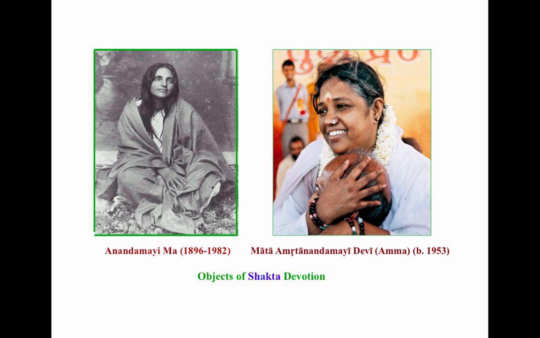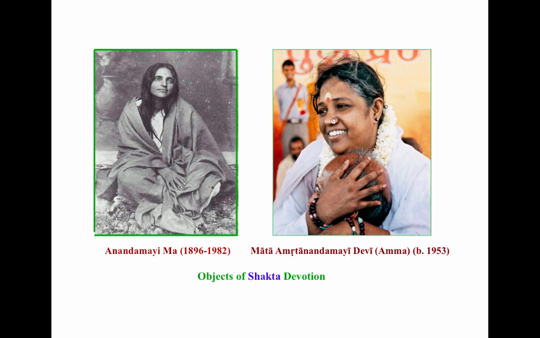Here are two women, one Anandamayi Ma, died in 1982, and then another one, Mata Amrita Anandamayi Devi, usually referred to as Amma, which is a word that means mother. She was born in 1953. She's still on the planet. These are two Hindu women who are regarded by many of their disciples as themselves incarnations, manifestations or expressions of the goddess on earth.